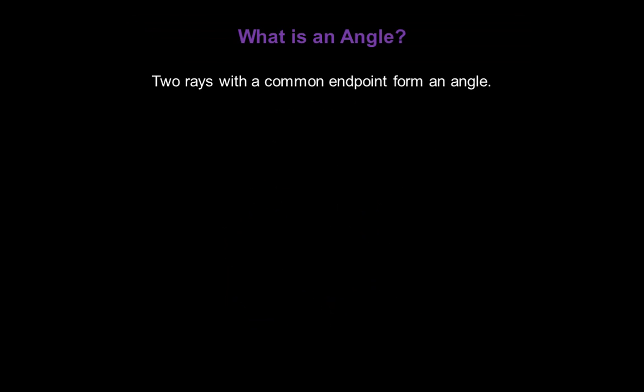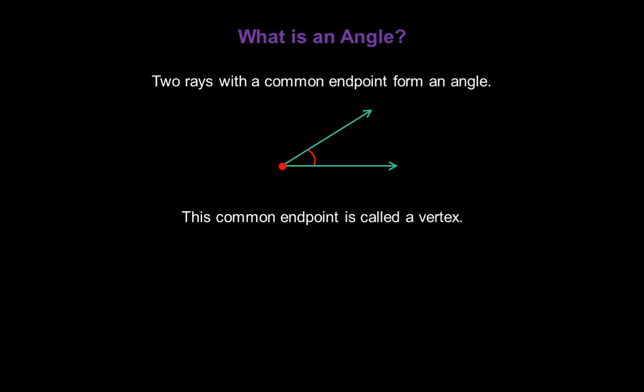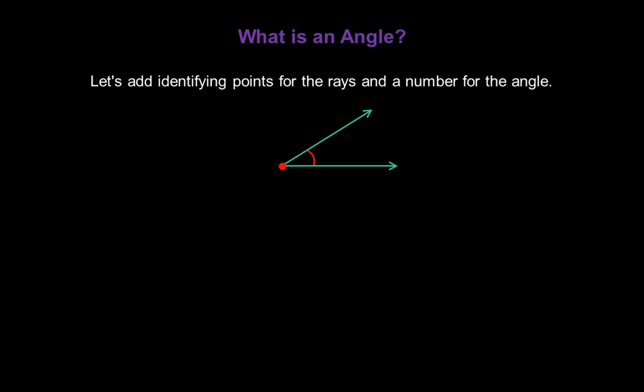What is an angle? Two rays with a common endpoint form an angle. This common endpoint is called a vertex. Now let's add identifying points for the rays and a number for the angle.